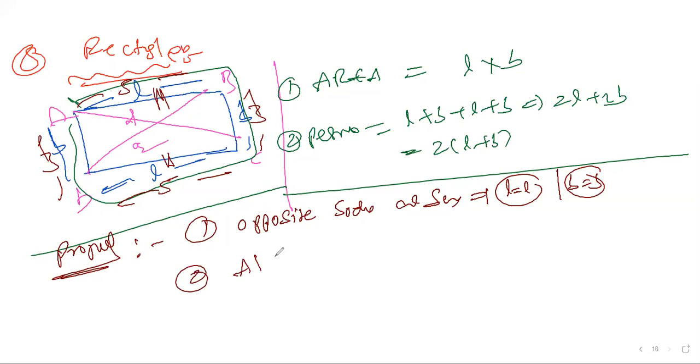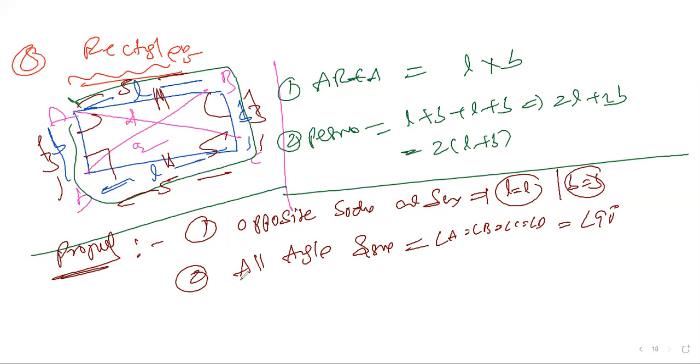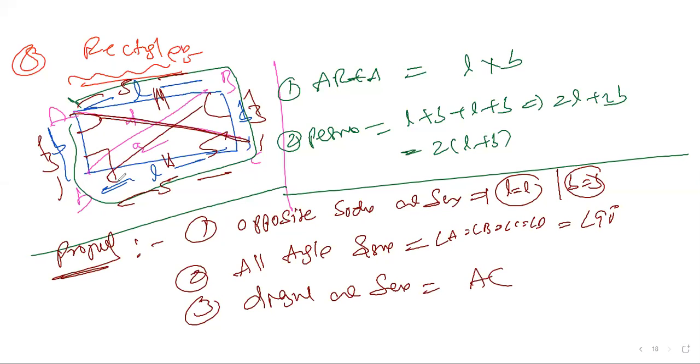Next, all angles are same. Let the angles be angle A, angle B, angle C, angle D. All angles are 90 degrees, only 90 degrees. Okay. Next, the third one is diagonals are same length. Diagonals means AC is one diagonal, BD is another diagonal. Both are the same length.